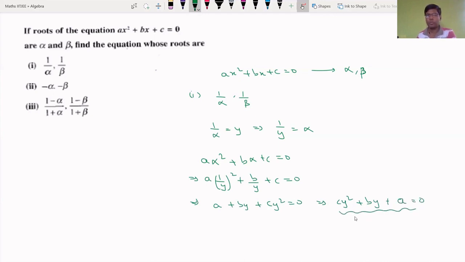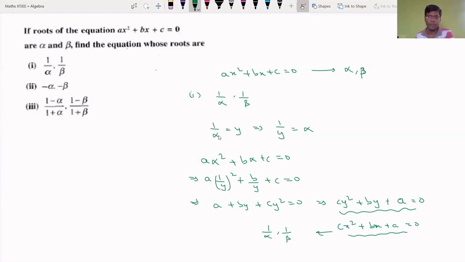So this is the equation. Now you can replace y with x from this equation. So cx square plus bx plus a is equal to 0. So this is the equation which will have the roots 1 by alpha and 1 by beta. So what we did is we took 1 by alpha. Of course, because we are taking 1 by alpha, 1 by beta is also assumed to be changing accordingly because both of them are symmetrical.